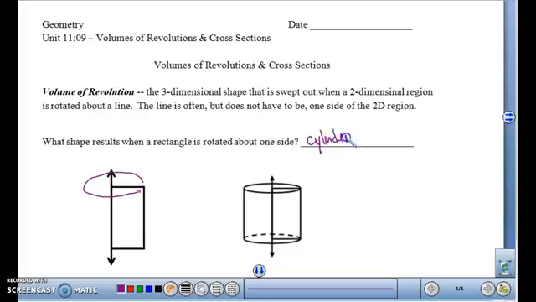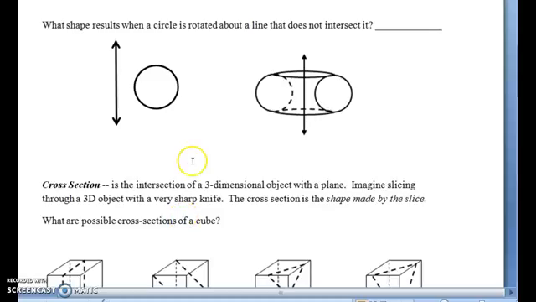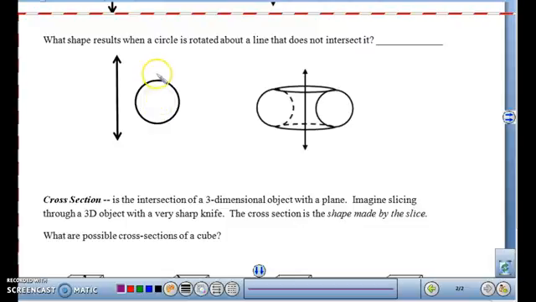So if you rotate a rectangle about some kind of axis, whether it's the side of the rectangle or some line, you will create a cylinder. Now there are several different ones that you could come up with. This is just one. Here's another. What if you had a circle that was rotating around a line, going around like this? If it's rotating around a line, notice that there's a hole in the middle.